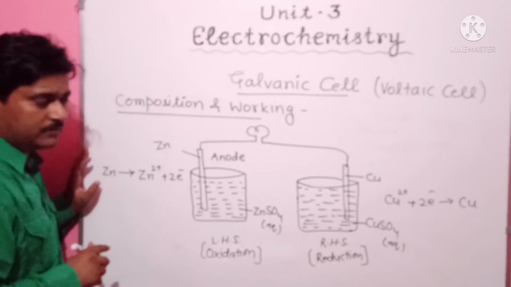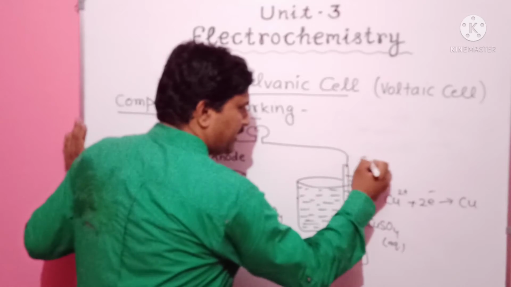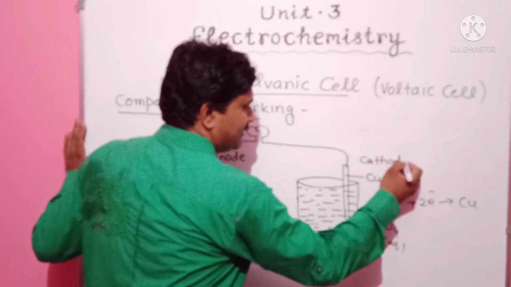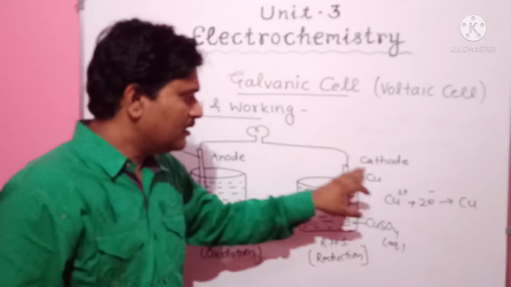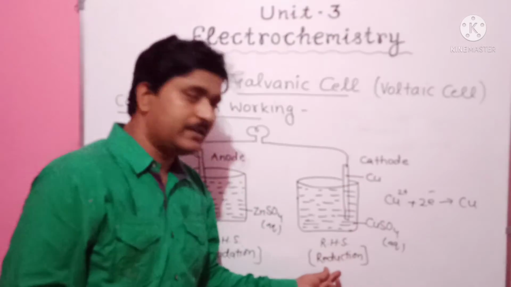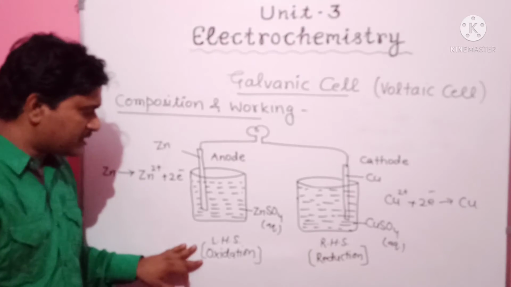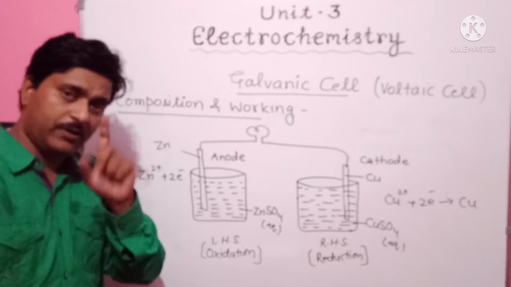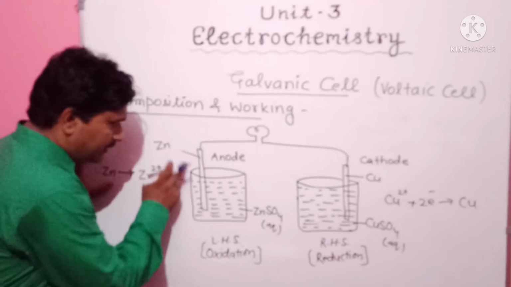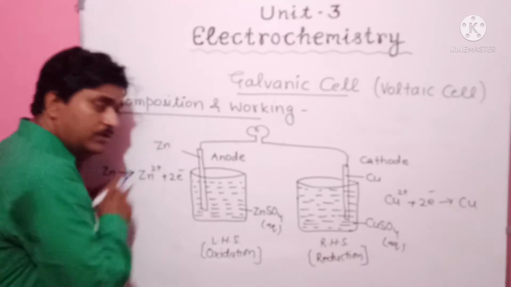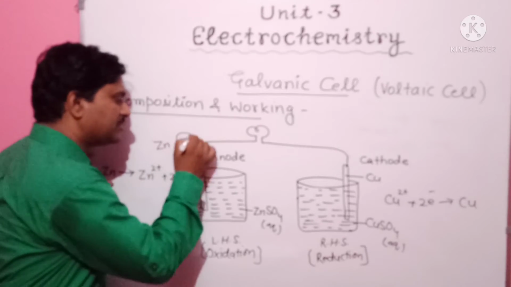One more thing is here, and the other electrode where reduction occurs is called the cathode. As we discussed earlier, in terms of the galvanic cell, the cathode is the electrode where reduction takes place. If the oxidation occurs at the electrode, that electrode is said to be the anode. Now another important thing is that zinc produces electrons here, so this electrode gets a negative charge.